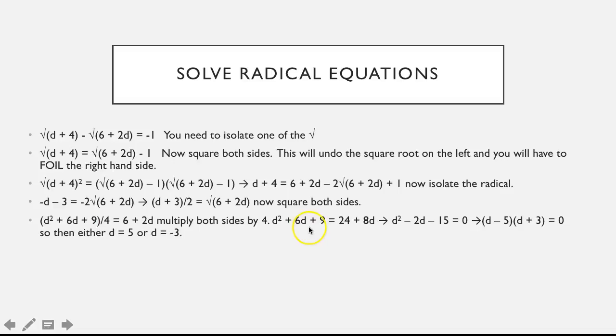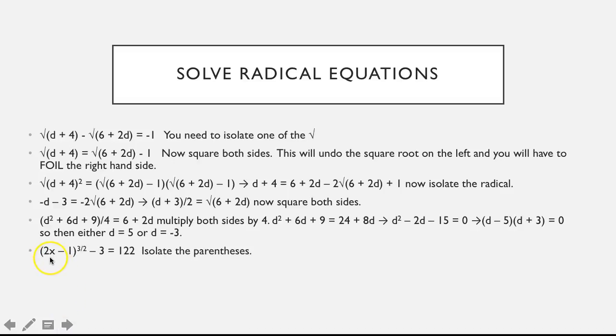So you get d squared plus 6d plus 9 equals 24 plus 8d, which then leads into d squared minus 2d minus 15 equaling 0. So you get d minus 5 times d plus 3 equaling 0. So then either d equals 5 or d equals negative 3. Don't forget to check your answers and see if one or both of them work.